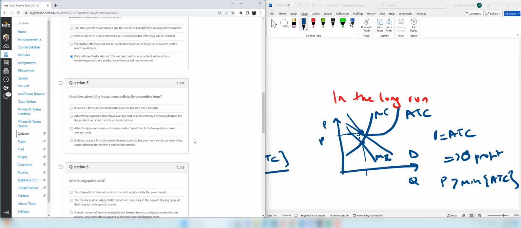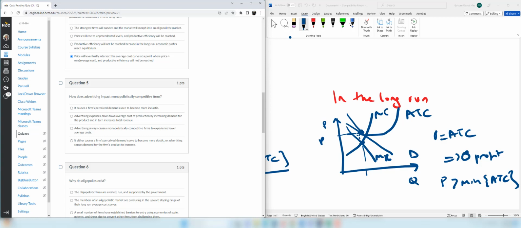Question 5. How does advertising impact monopolistically competitive firms? So, why do firms advertise? First of all, advertising has cons and pros, but the main idea is you want to reach more people and increase your demand. Sometimes this works because if people don't know about your product, they learn about it just by watching a commercial. Therefore, it increases the demand.